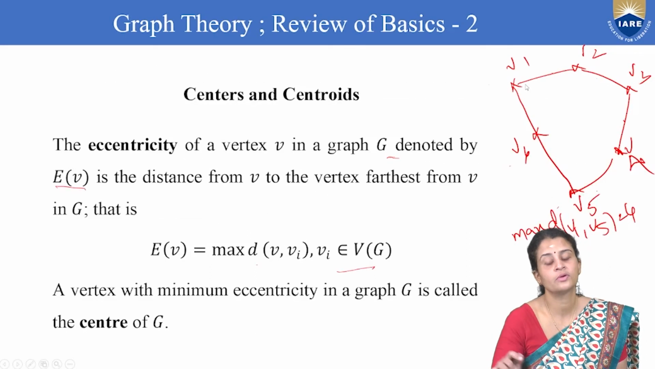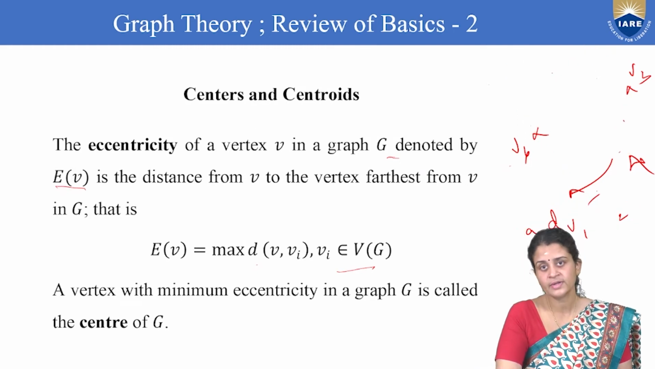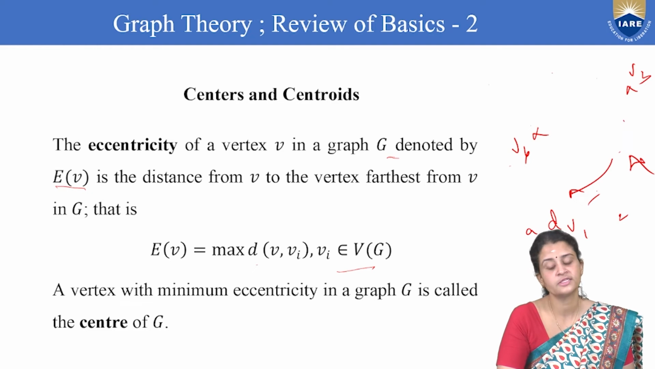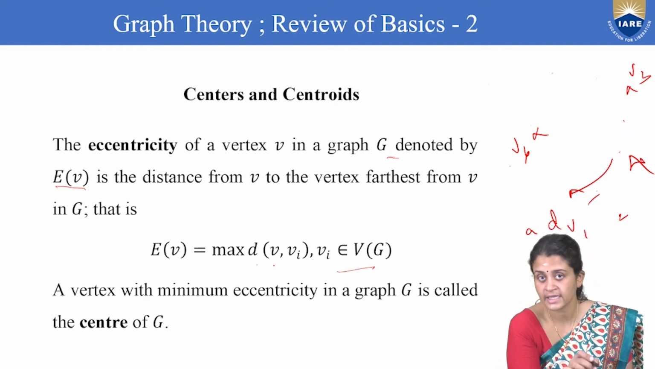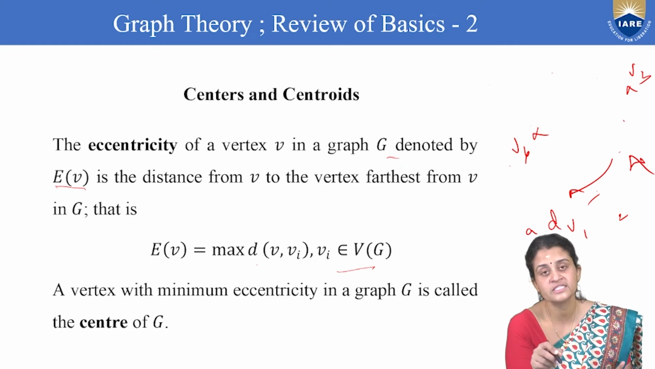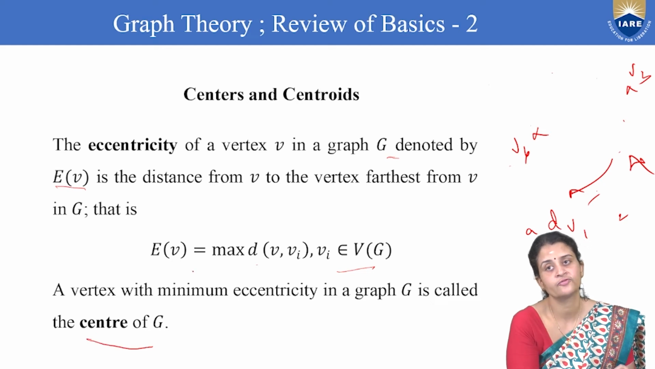A vertex with minimum eccentricity in a graph is called the center of the graph. We have to find the eccentricity first, which is the maximum of the distance from that particular vertex to any other vertex in the graph, and a vertex with minimum eccentricity is termed the center of the graph.